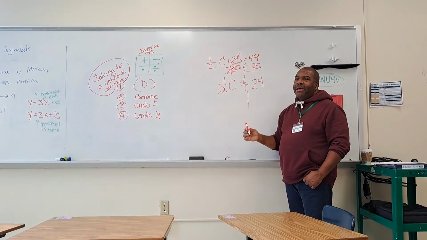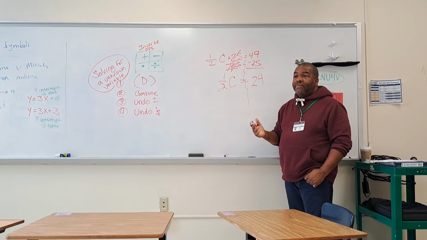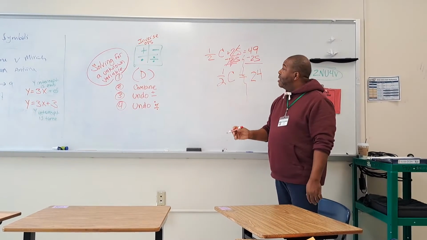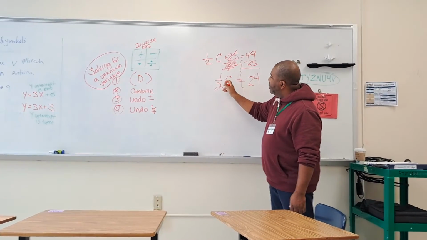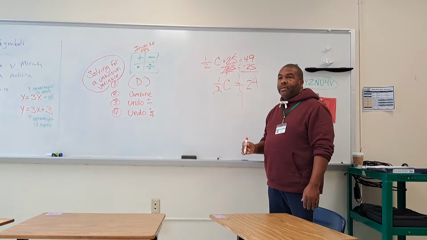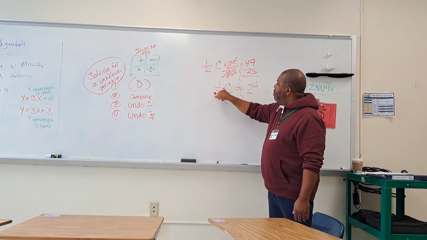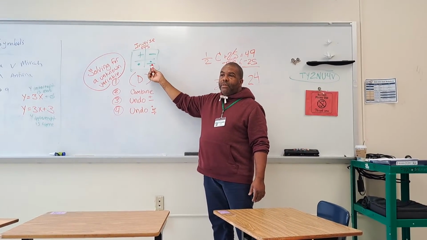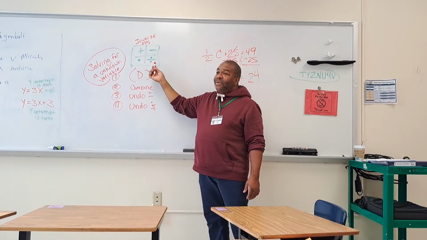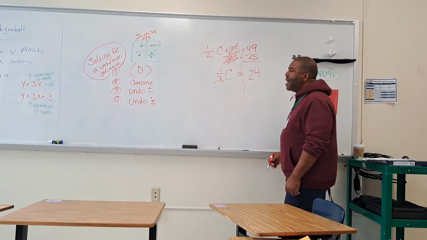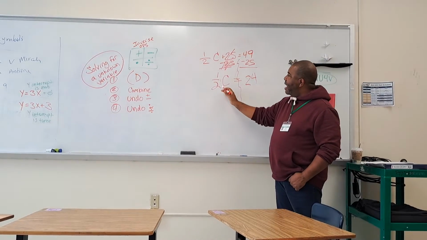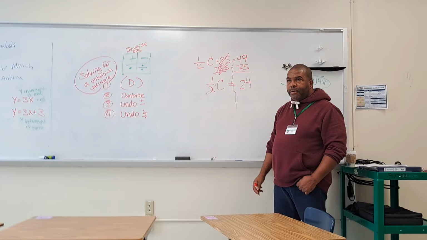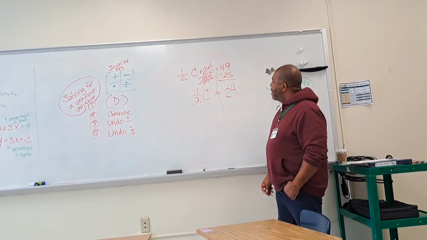Well, you might be like, well, how do we figure out what 1/2 of C is? Or how do we figure out what C is? Well, 1/2 C is really 1/2 times C. Okay? It's really 1/2 times C. What's the opposite of times? Multiplication. What's the opposite of multiplication? Oh, division. Division. So I want to divide by 1/2 on both sides. Okay? I want to divide by 1/2.